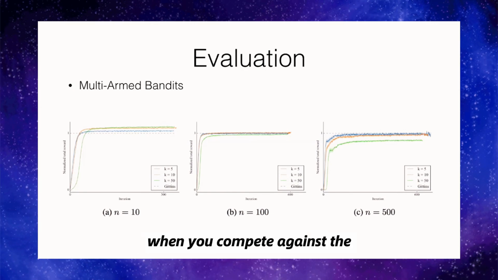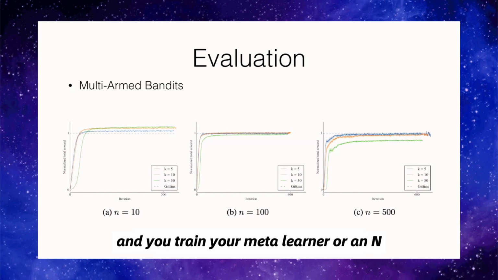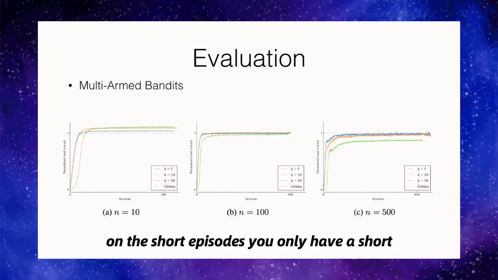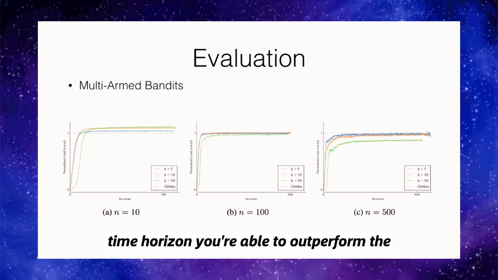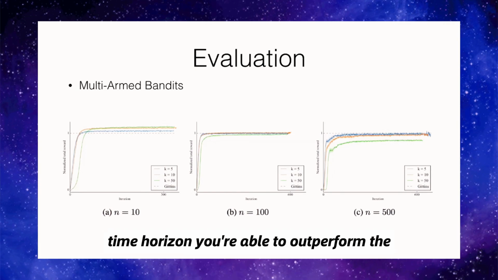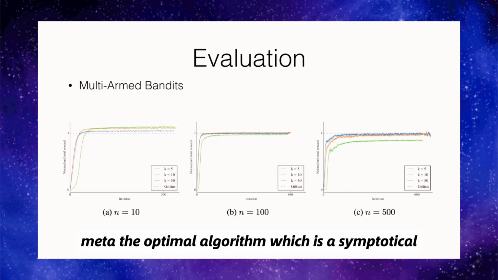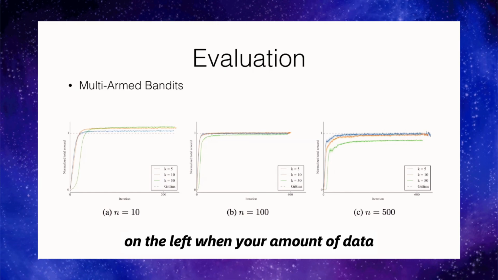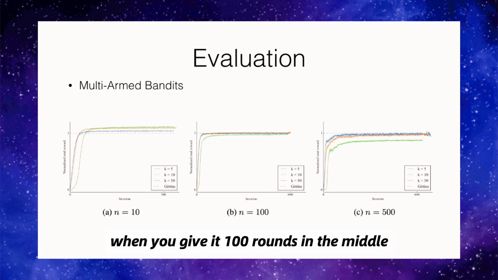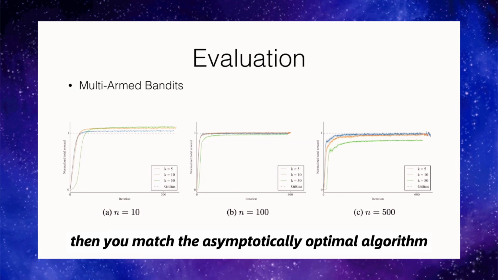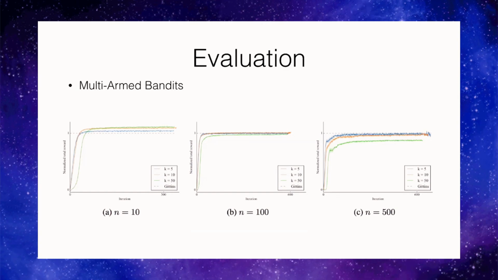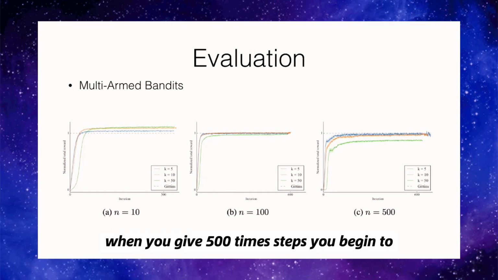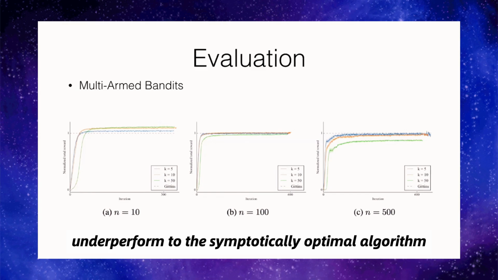When you compete against the asymptotically optimal algorithms, and you train your meta-learner RNN on short episodes, where you only have a short time horizon, you're able to outperform the optimal algorithm, which is asymptotic, so it needs a lot of data. On the left. When you give it 100 rounds, in the middle, then you match the asymptotically optimal algorithm. And on the right, when you give 500 time steps, you begin to underperform the asymptotically optimal algorithm.